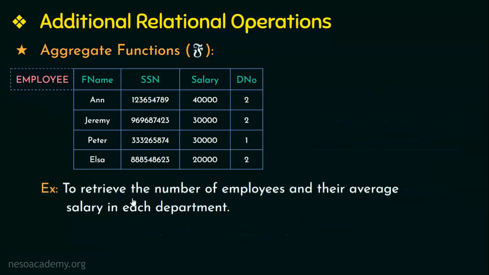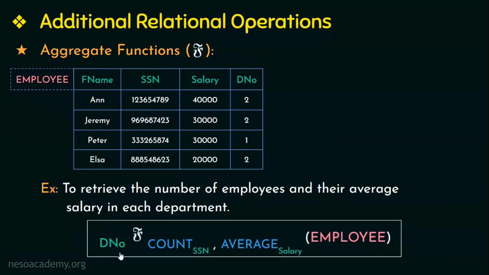Here we need to retrieve the number of employees and their average salary in each department. In this relation employee, we have two departments, that is department number 1 and department number 2. We need to count the number of employees in each department and also their average salary. Since we need the result by each department, we need to group by department. So in this relation employee, the attribute that contains information about the department is D number. So this is the grouping attribute. Let us see how to write the query.